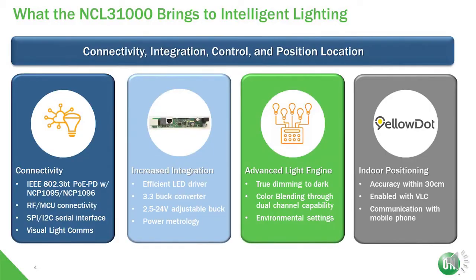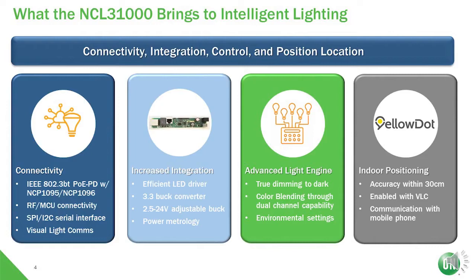To enable visible light communication, we are introducing the NCL31000, a highly integrated intelligent LED driver, with connectivity options geared towards power over Ethernet and connectivity towards a microcontroller or RF module, and of course enabling visible light communication. The driver can power the whole system with an efficient LED driver, a 3.3 volt fixed DC-DC converter, and a second converter with adjustable voltage. Rounded off with a metrology block enabling monitoring of all the system parameters.